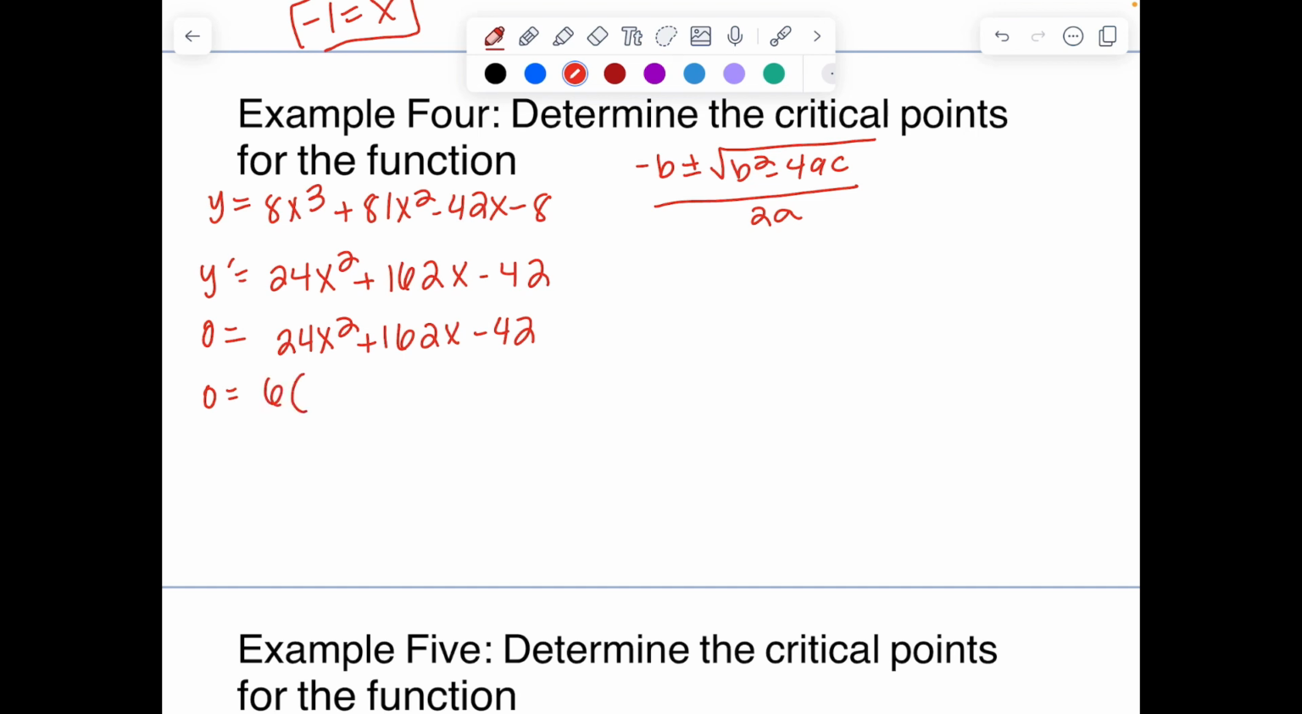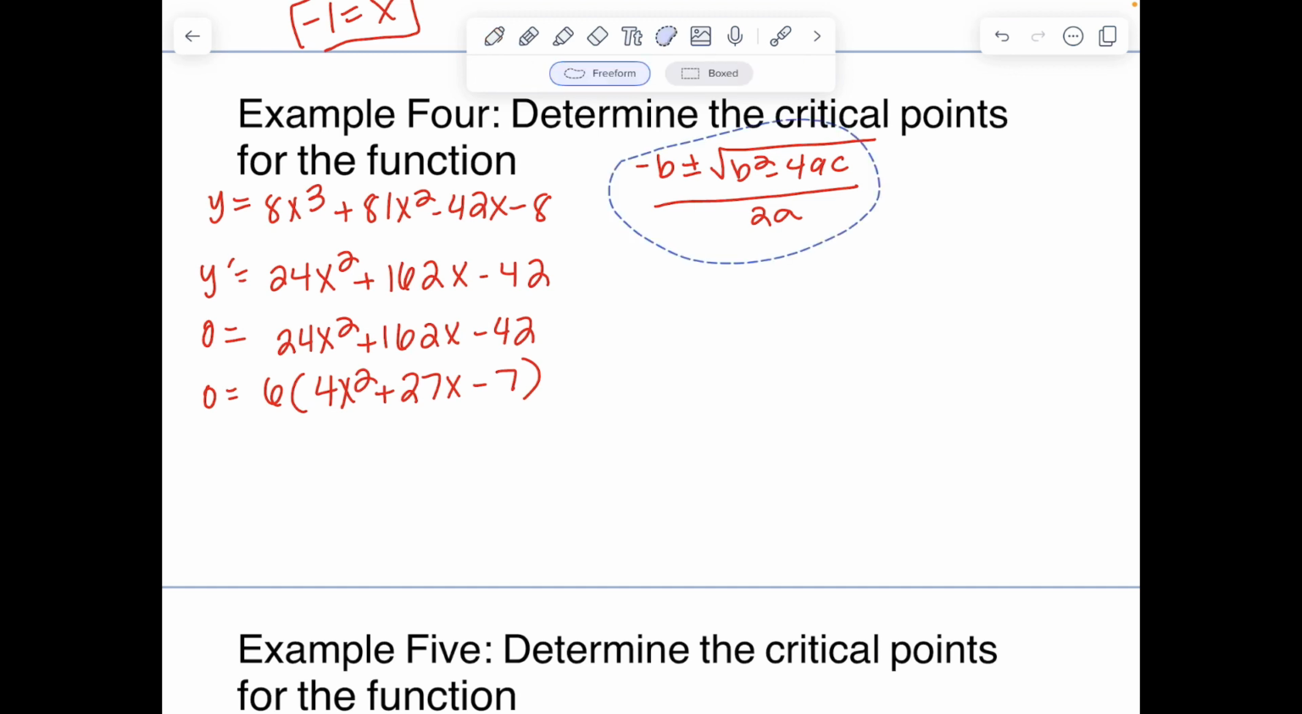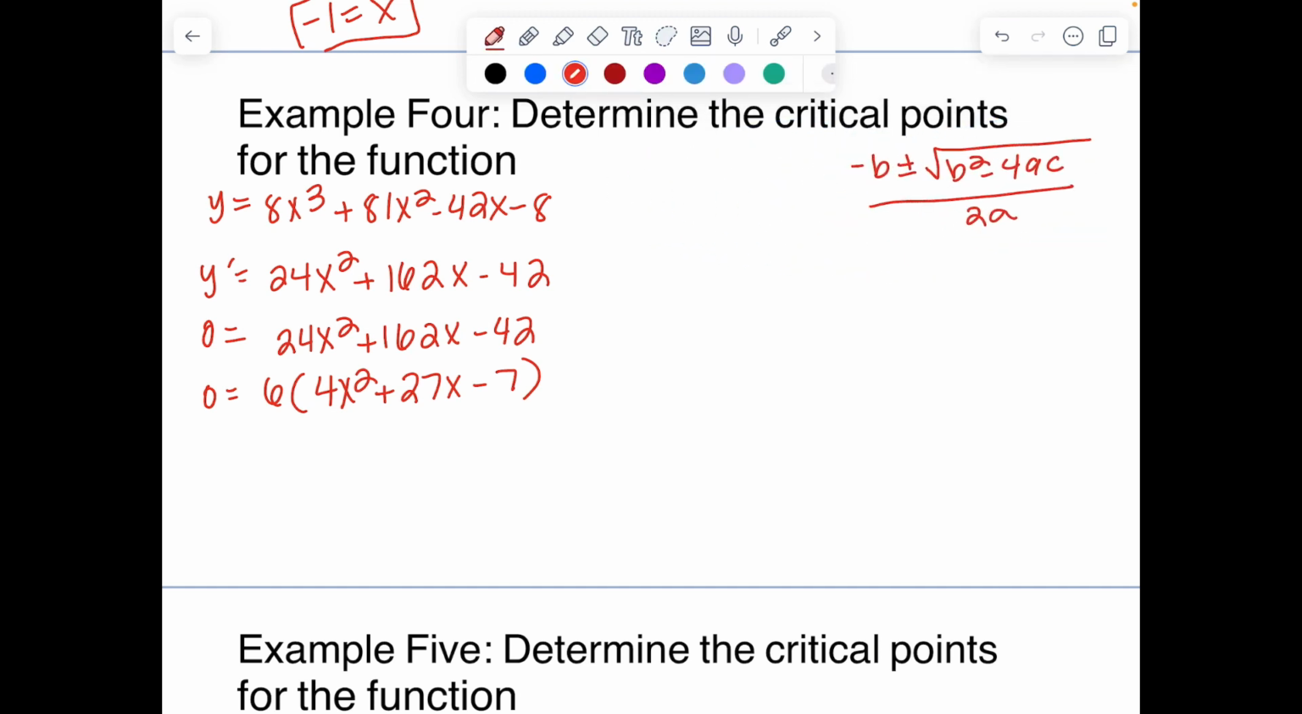So I'm going to pull out 6, and I'll be left with 4x squared plus 27x minus 7. Now I need to factor that. This is a harder problem to factor because the a value isn't 1. So I'm going to use something I call factor by grouping. And again, this is why you might want to just use the quadratic formula if you feel more comfortable.